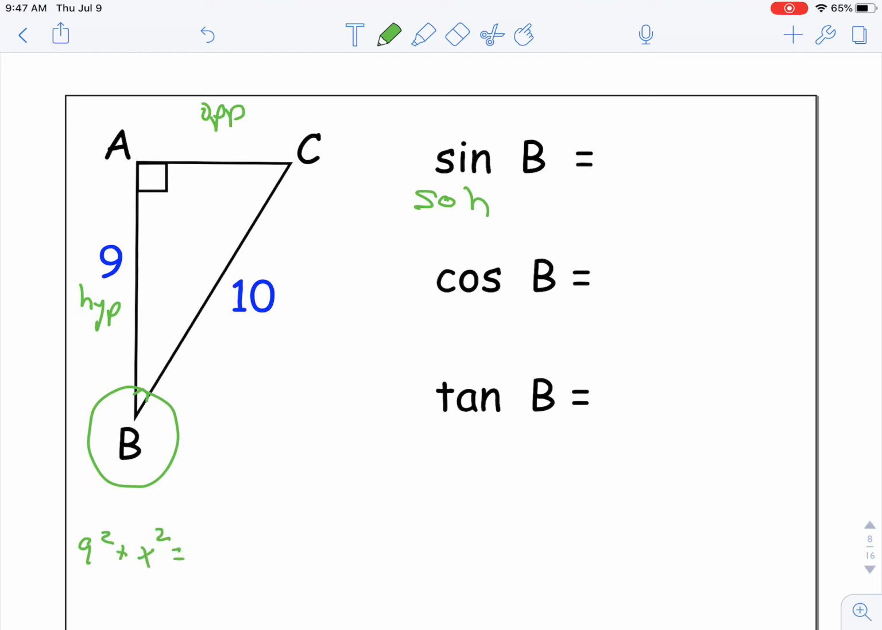So I would take 9 squared plus x squared equals 10 squared, which is 100. Subtract 81 and you get x squared equals 19. So x is the square root of 19. I could get a decimal for that, but that's more accurate and more exact. So now when I write that, I'm going to write the side opposite, which is the square root of 19 over 10.